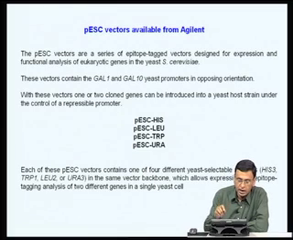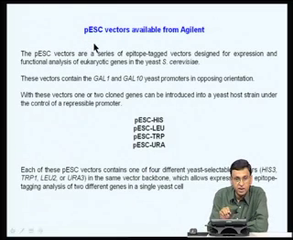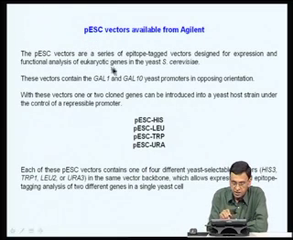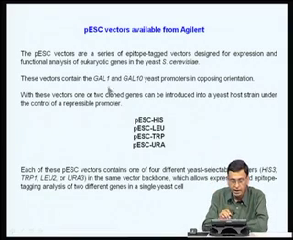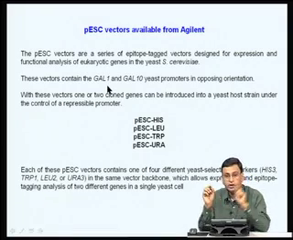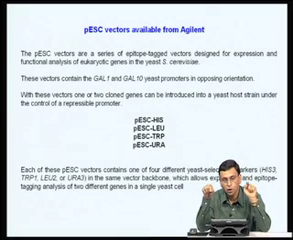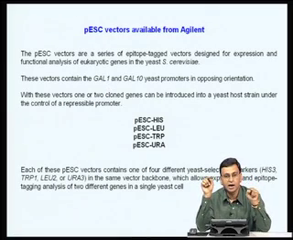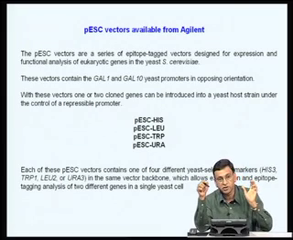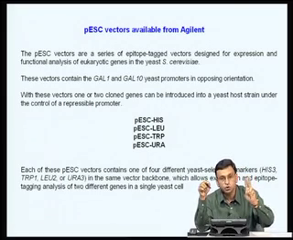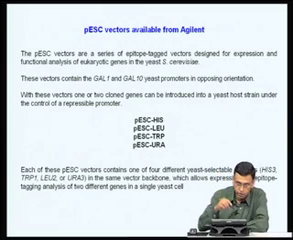For example, there are what are called the pESC vectors. They are a series of epitope tag vectors designed for expression and functional analysis of eukaryotic genes in Saccharomyces cerevisiae. They contain 2 promoters, Gal1 as well as Gal10. So, you can clone 2 genes simultaneously, one downstream of the Gal1 promoter, another downstream of the Gal10 promoter, and both can be simultaneously expressed. So, by introducing one vector, you can express 2 genes. That is the advantage of the pESC vectors.